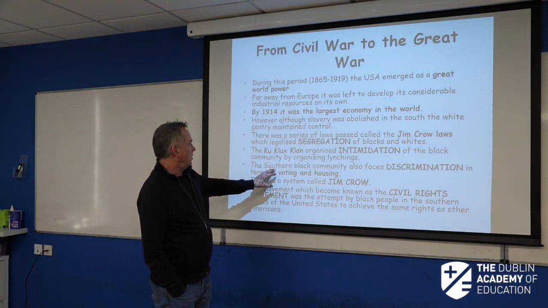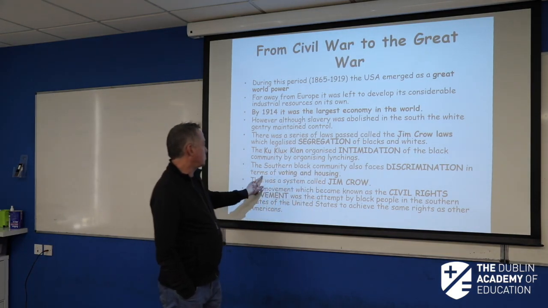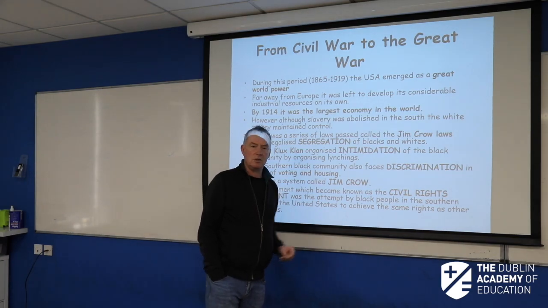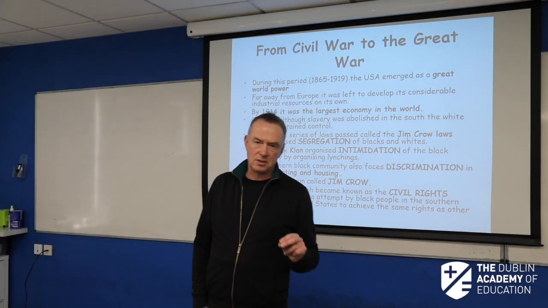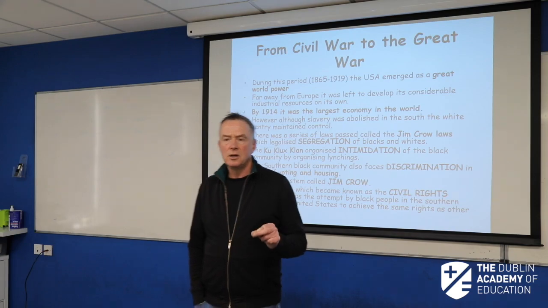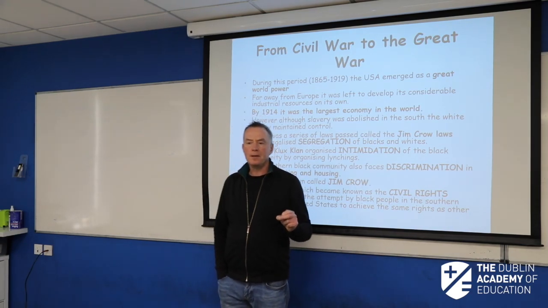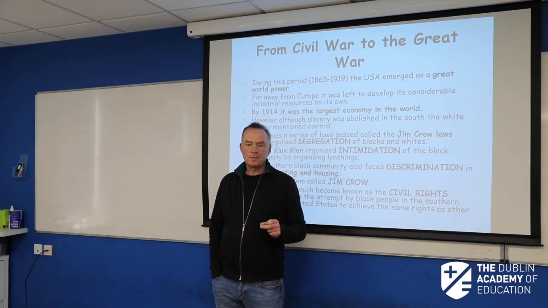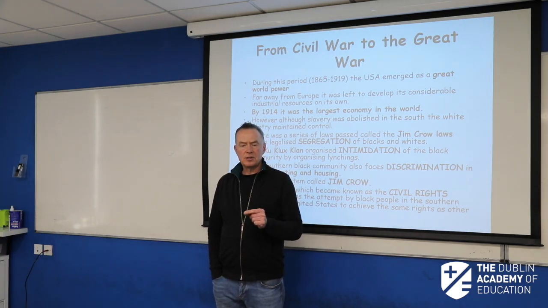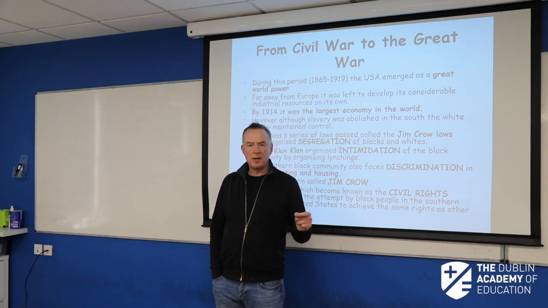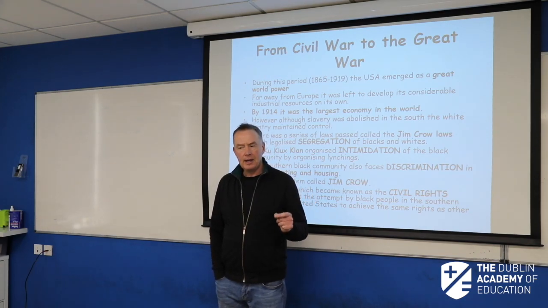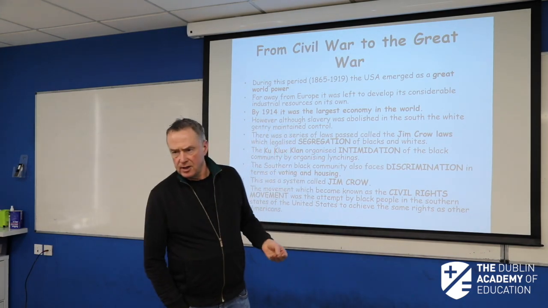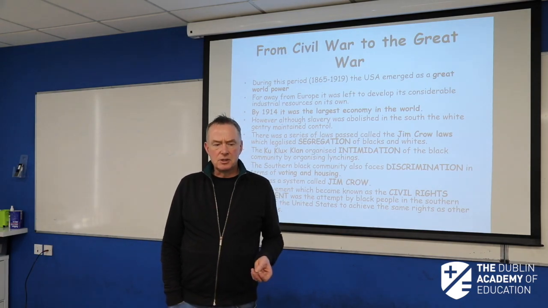First of all, the southern black community faced discrimination in terms of voting and housing. And this is linked, housing and voting, especially in terms of local government and state government. State governments began to introduce various taxes or various qualifications for voting. This is seen as what's called electoral management today.